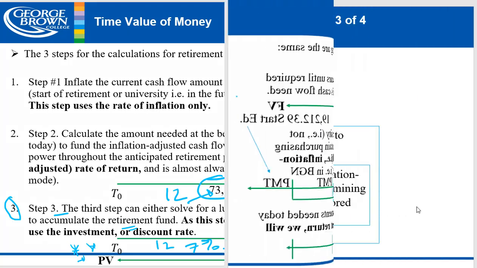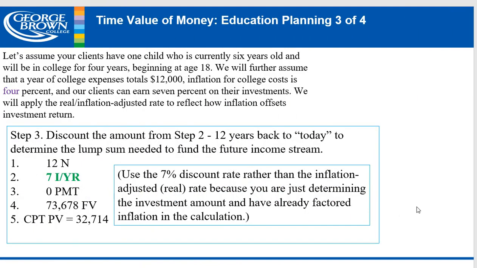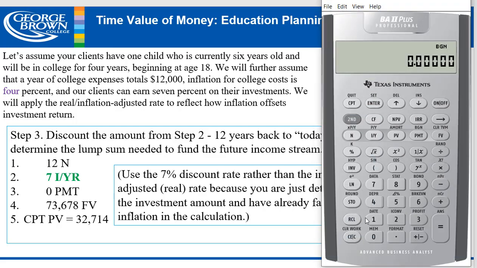That's step 3. So here we are in step number 3, where we're going to discount the amount from step number 2, 12 years back to today, to determine the lump sum needed to fund the future income stream, the 4 years of education. So just going to bring up the calculator. Aha, I'm still in the beginning mode, but for this I'm going to use calculator in the end mode.